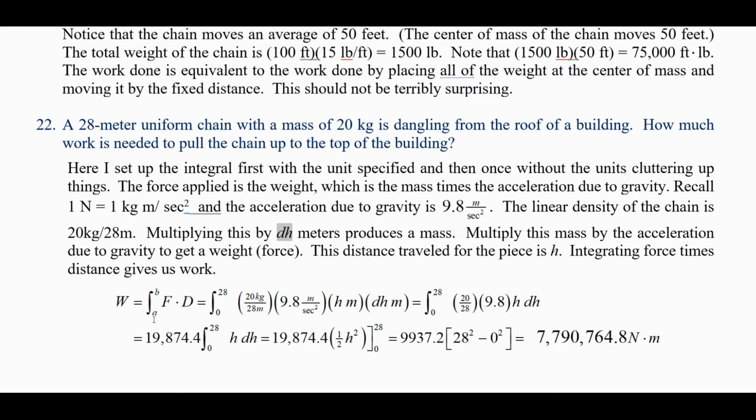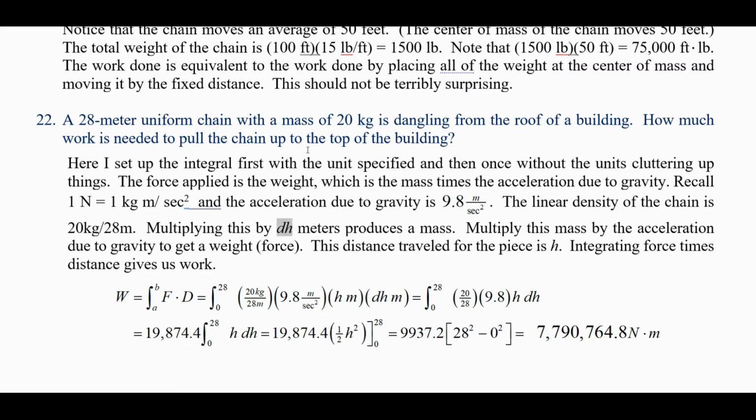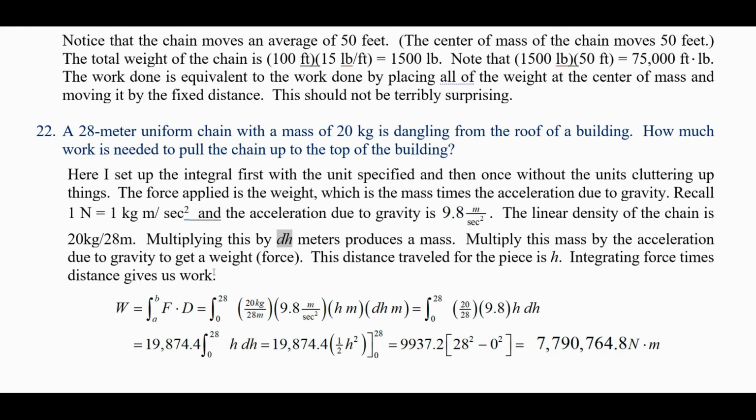So work is the integral from a to b of force times distance. The force, again, is going to be the 20 kilograms per 28 meters times 9.8 meters per second squared times dH meters, and then it's moved a distance of h meters. So I've put all the units here. 20 kilograms is the mass of the chain. 28 meters is the total length. 9.8 meters per second squared is acceleration due to gravity. The height is in meters and dH is in meters.